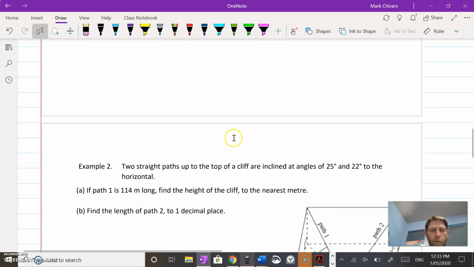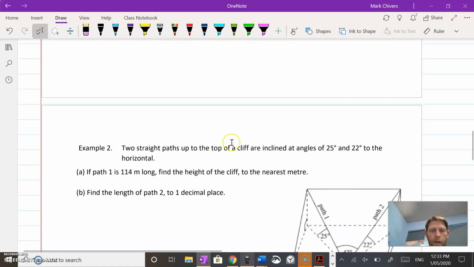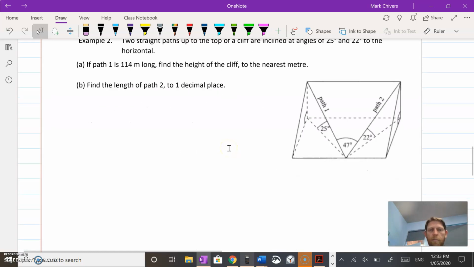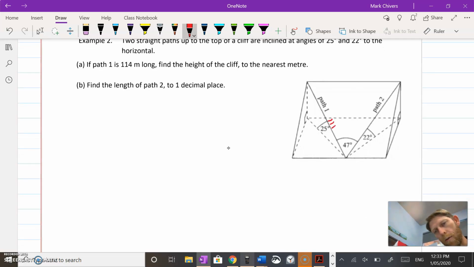Okay, so moving right along, there's just the two examples here today. Example 2: two straight paths up to the top of the cliff are inclined at angles of 25 degrees and 22 degrees to the horizontal. So here's our two paths. If path 1 is 114 metres long, let's just write that on there, so that's 114 along there. Find the height of the cliff to the nearest metre.